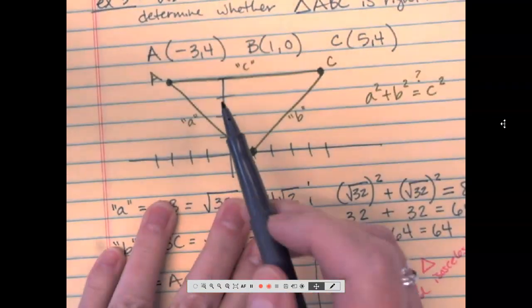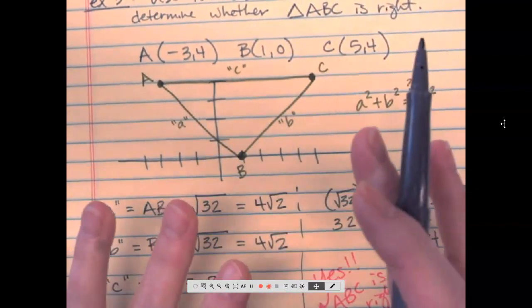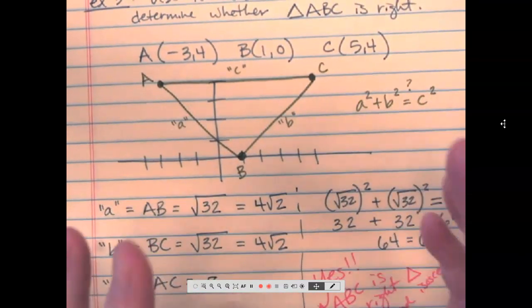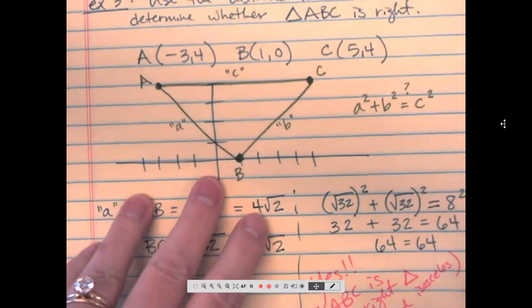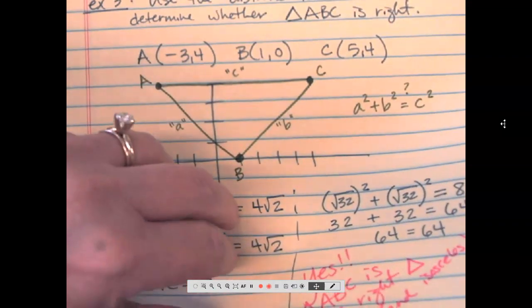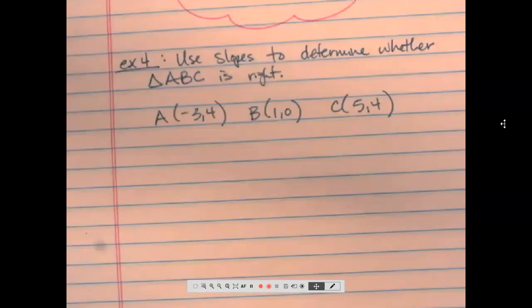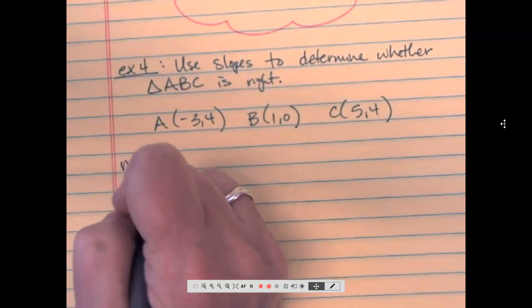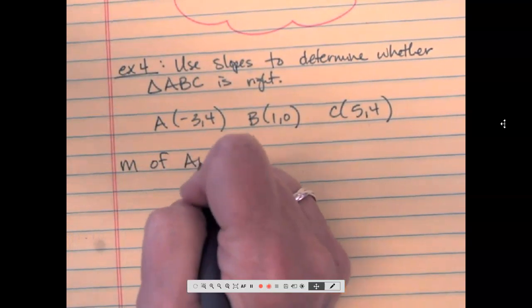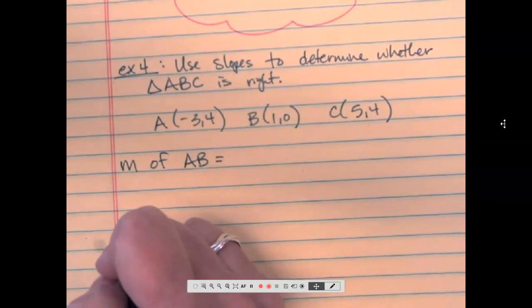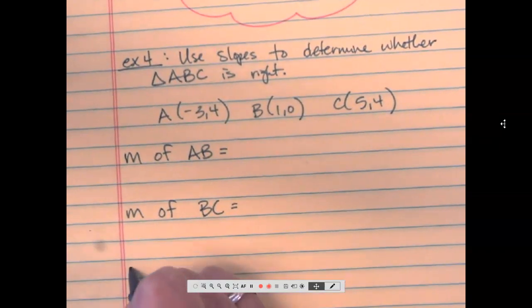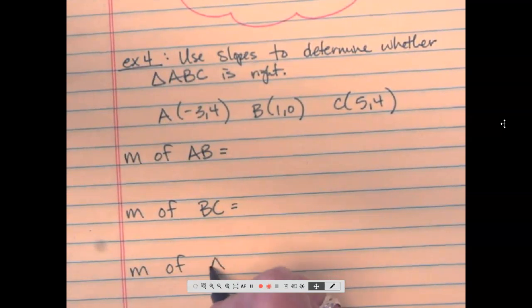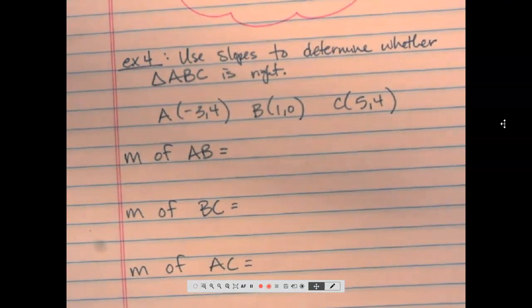So what we're going to do is still take all three segments, find the slopes of them, and if indeed this is a right triangle, two of those slopes will be negative reciprocals of each other. Does that make sense? Okay. All right, so let's put this in motion here. First I want to find the slope of segment AB. Then the slope of segment BC. And then the slope of segment AC. Okay?